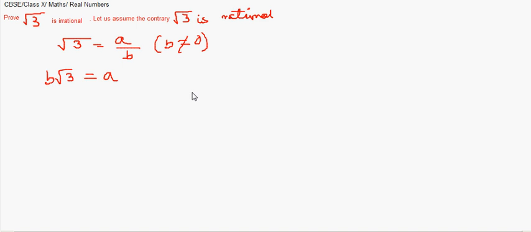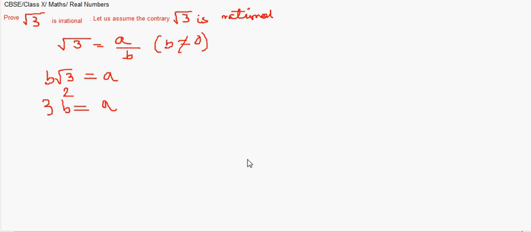Why am I doing so? Because we are assuming that a and b have no common factor other than 1, and thereby a and b are co-prime. So b root 3 is equal to a. Now if you square both the sides, root 3 squared is 3, so 3 b square is equal to a square.